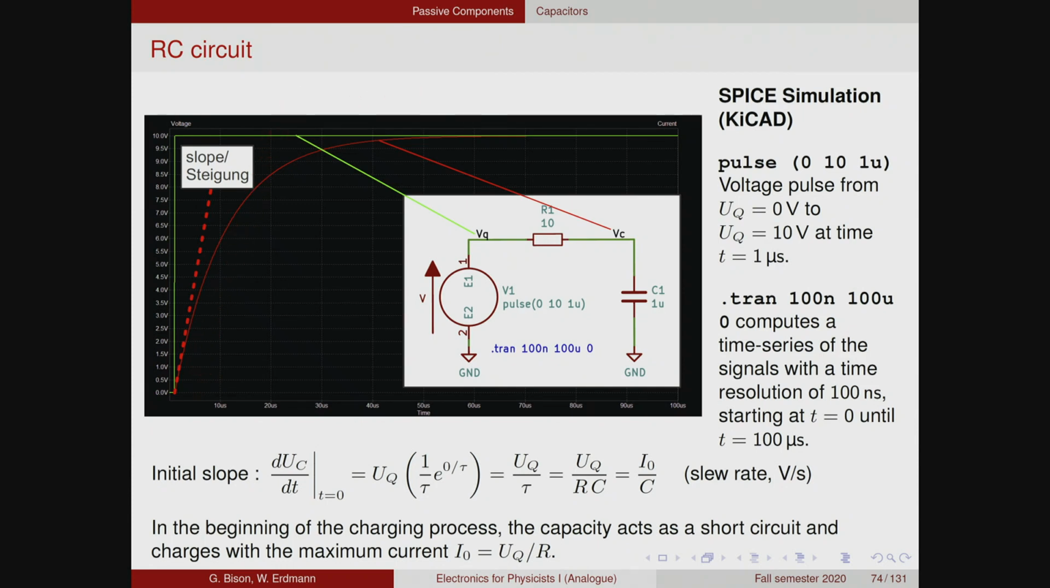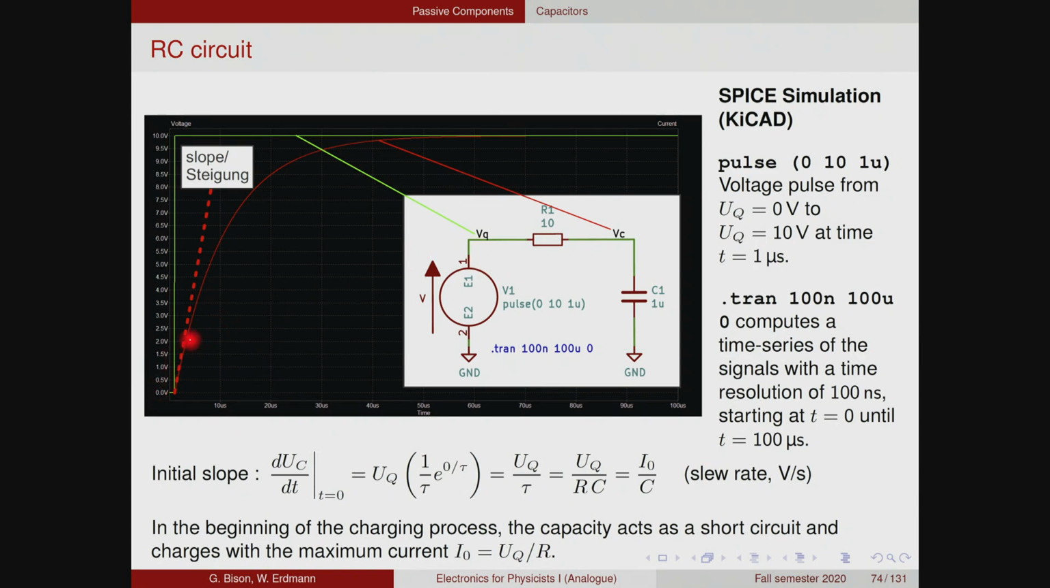The red curve here represents the charging of the capacitor. So what I did is I took the same circuit that I've drawn in KiCad and used the simulation capabilities of KiCad to simulate what happens when this input voltage source steps from 0 volts to 10 volts. So the green curve here is the voltage above the voltage source.